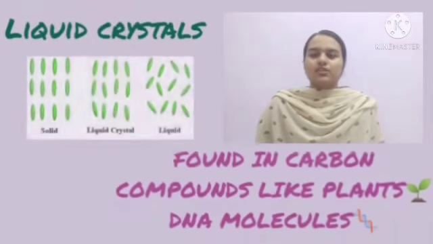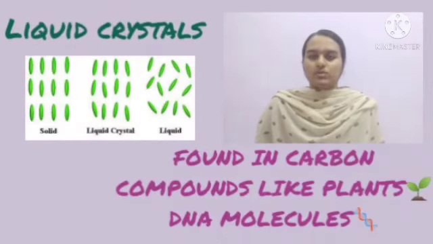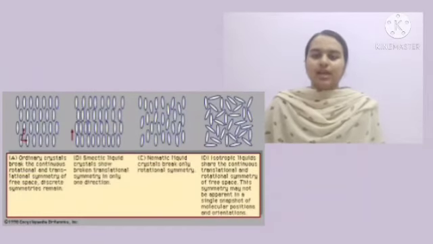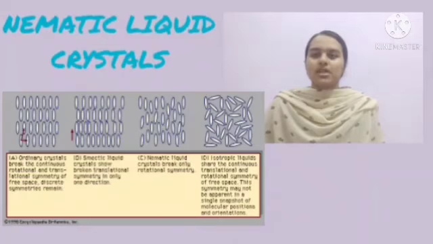The next example is liquid crystals, which are found in most carbon compounds. Smectic liquid crystals have broken translational symmetry in only one direction, and nematic liquid crystals break rotational symmetry alone.